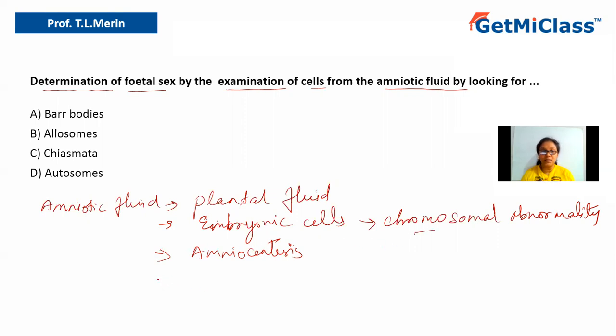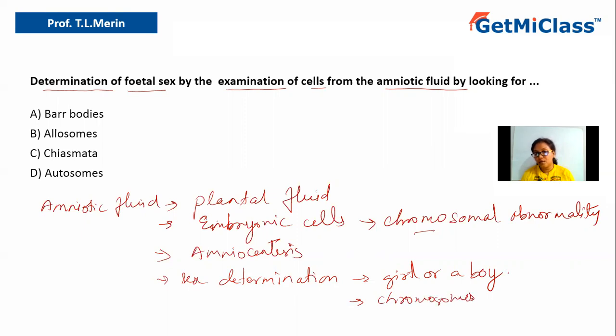Now there are certain people or certain countries where sex determination is done apart from looking for chromosomal abnormality. So what do you mean by sex determination? That means finding out whether the baby is a girl or a boy. How is that possible, even before the baby has formed, that you can know whether it is a girl or a boy? That is by looking at the chromosomes of the cells. And especially we have to look for something called bar bodies.